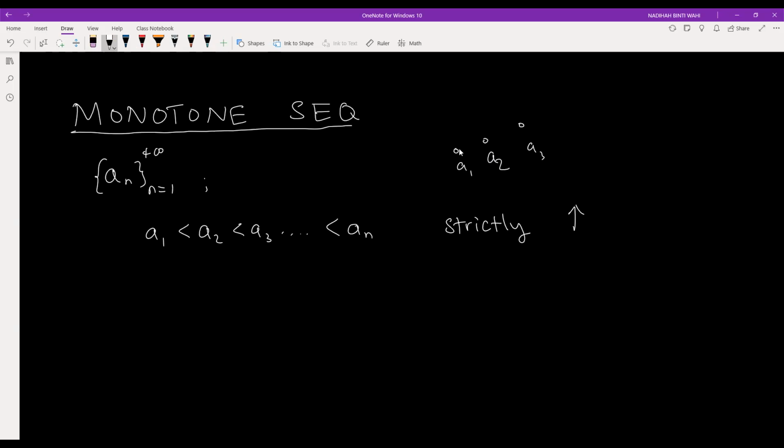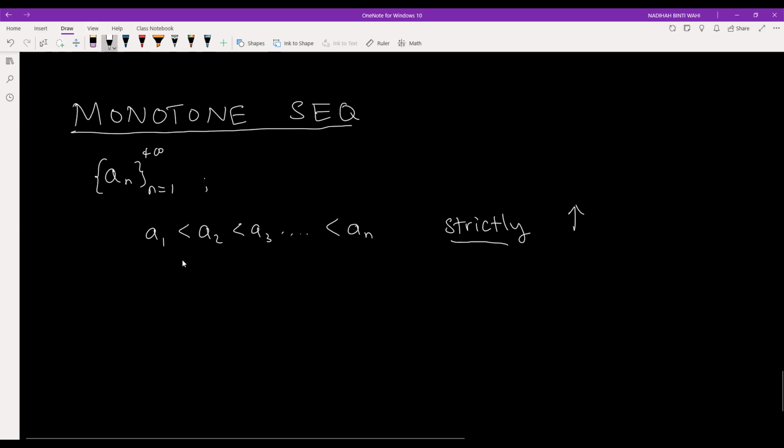So because this one might not be the same as that one. This is like less than, without the equal sign. That's why you have strictly increasing. So that value is strictly increasing.